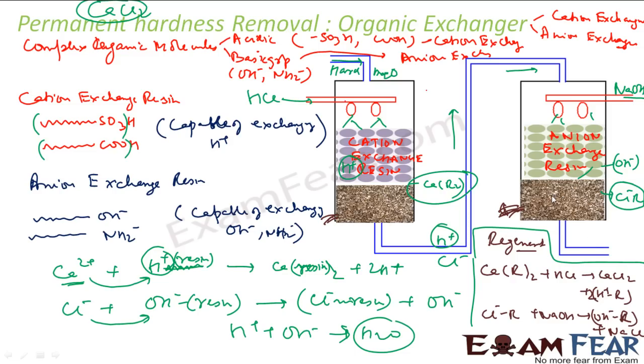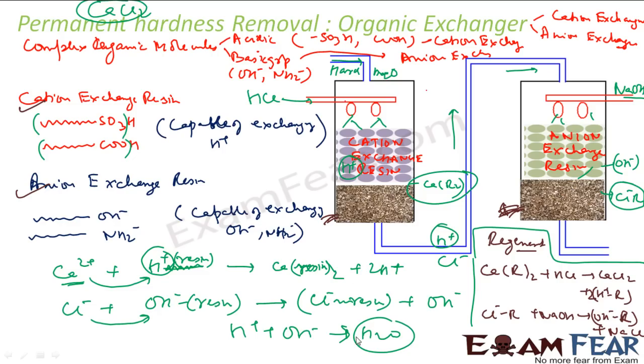Hope you understand. So this is nothing but the organic exchanger method, where we have cation exchange resins and anion exchange resins, right? Cation exchange resin has the capability of exchanging H plus ions. Anion exchange resin has the capability of exchanging OH minus ions. So we react calcium chloride, which is the hardness, first with the cation exchange resin. So the calcium is trapped, right? And then we have the chlorine. We react it again with the anion exchange resin. The chlorine is trapped. Both calcium and chlorine are trapped, and we get pure water.